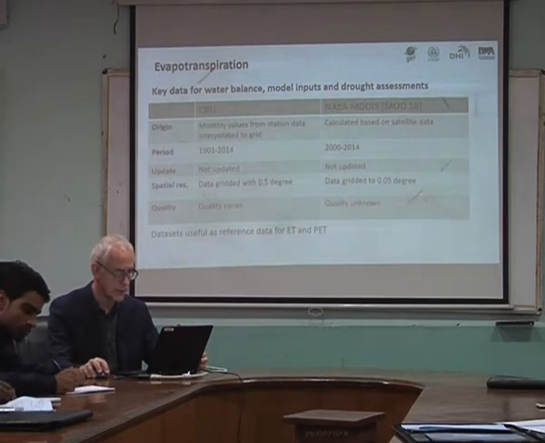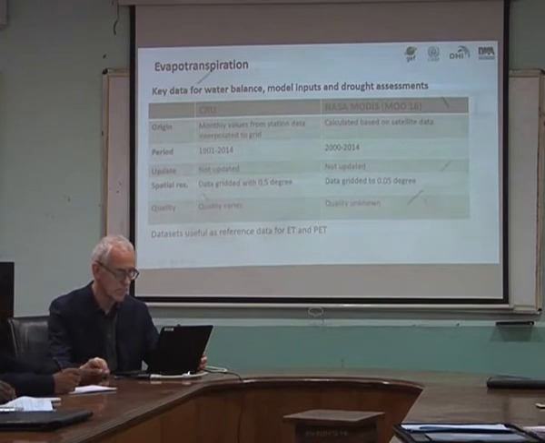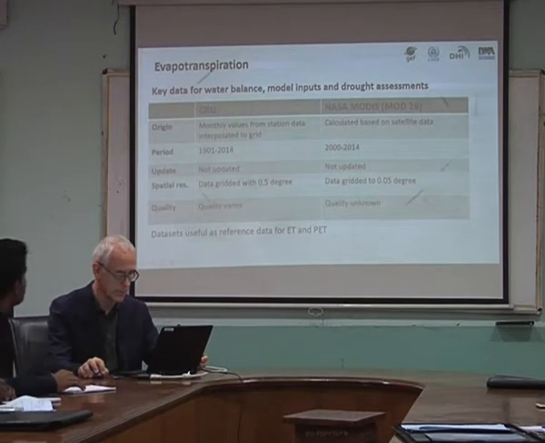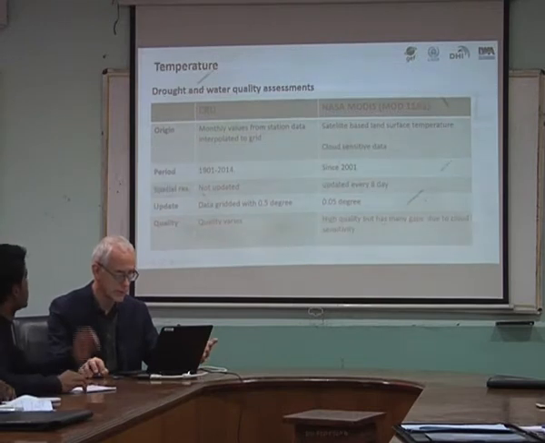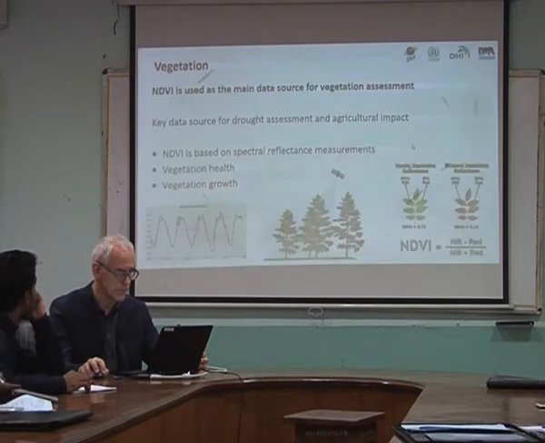Evapotranspiration directly, there are these 2 sources, NASA, Moses, and the crew. Again in grids with varying quality, you could say. Temperature is there similarly from the same sources.